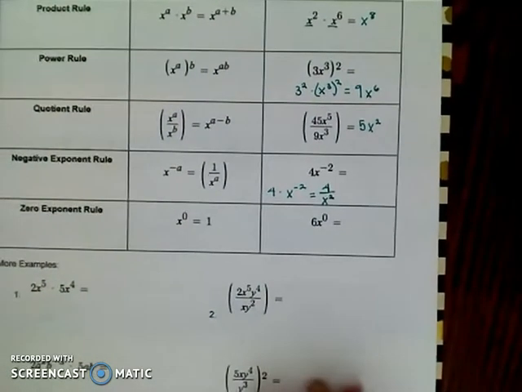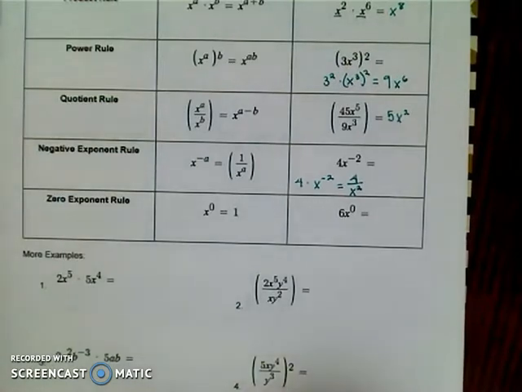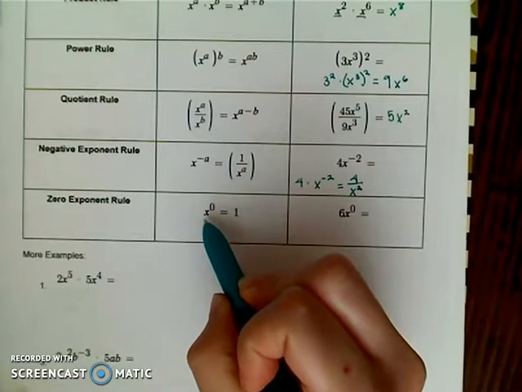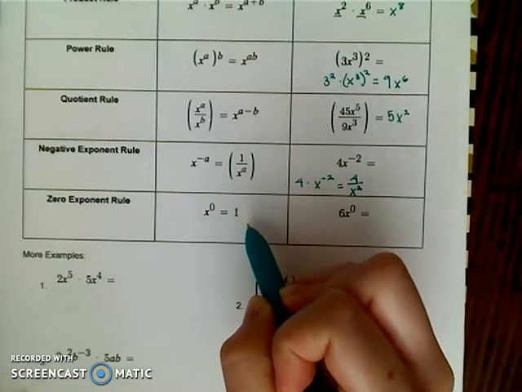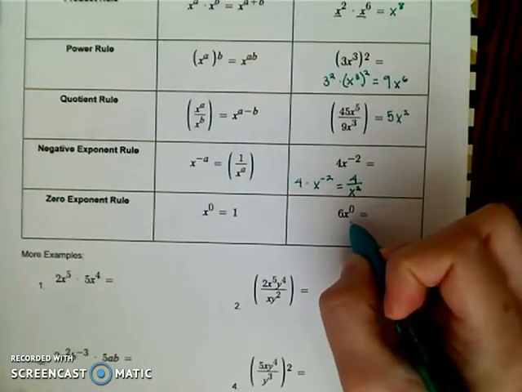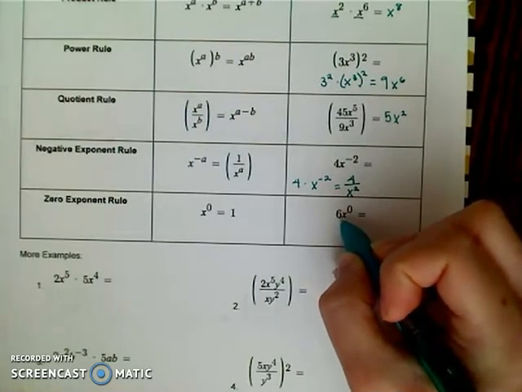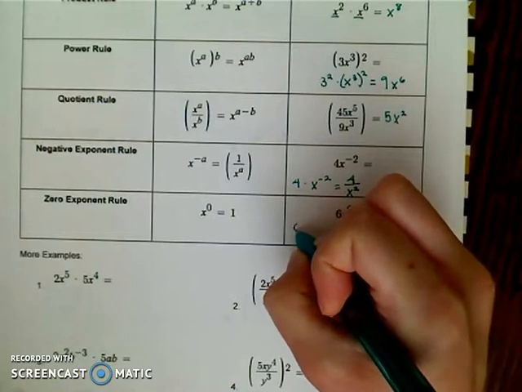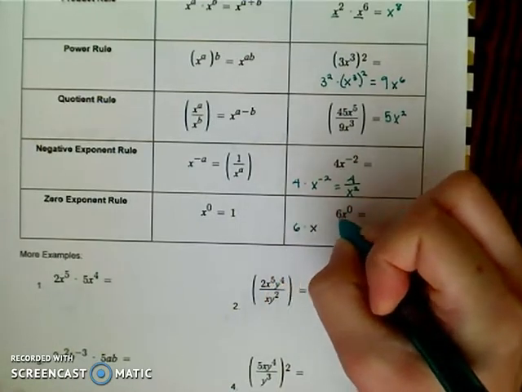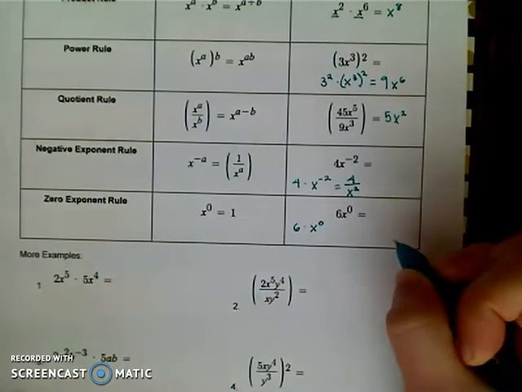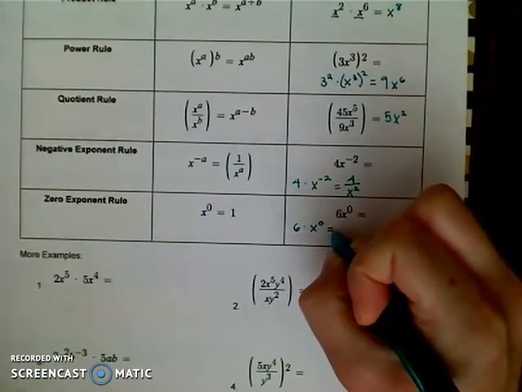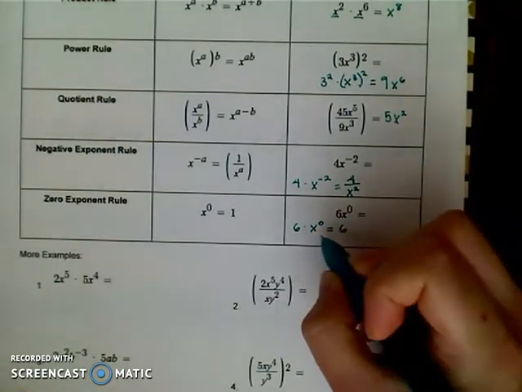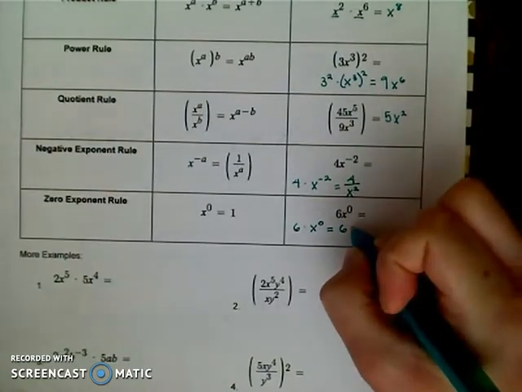All right. Now probably the easiest exponent rule there is the 0 exponent rule. And it tells me that anything to the 0 power is 1. Okay? So if I'm looking at this, we have 6 times x to the 0 power. Well, once again, I'm going to rewrite that as 6 times x to the 0 power. All right? So the 6 is going to remain the same. And then anything to the 0 power is 1.